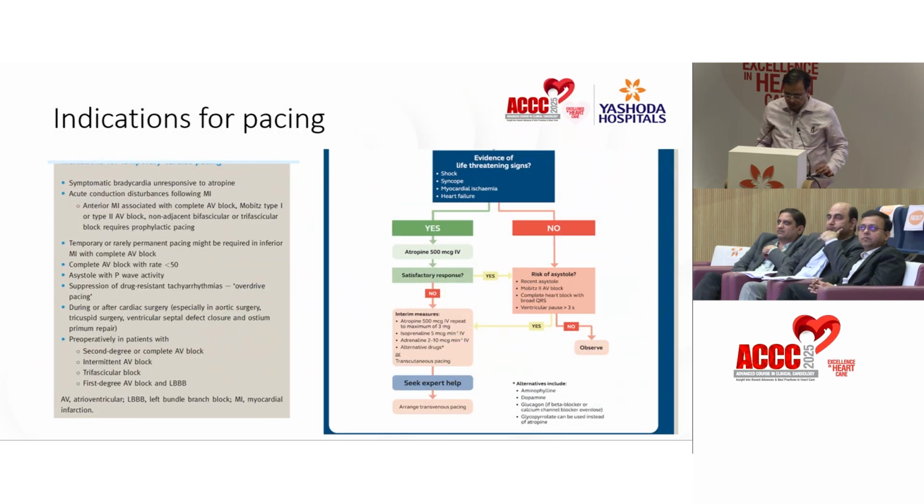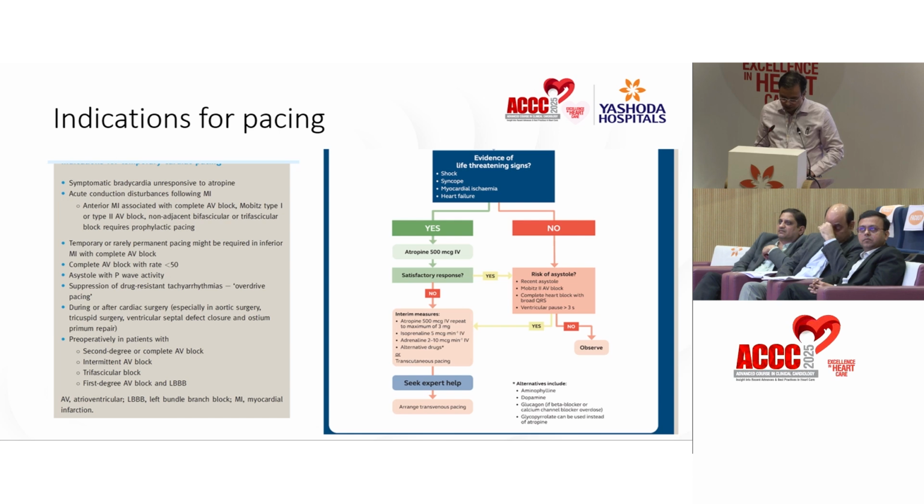So again, like I said, the management is based upon atropine. If we detect that the patient is bradycardic and is having symptoms, then if we do not notice that there is a satisfactory response, we may give an infusion of isoprenaline or adrenaline and also repeat atropine. Also, it's worthwhile to consider transcutaneous pacing at this point of time.